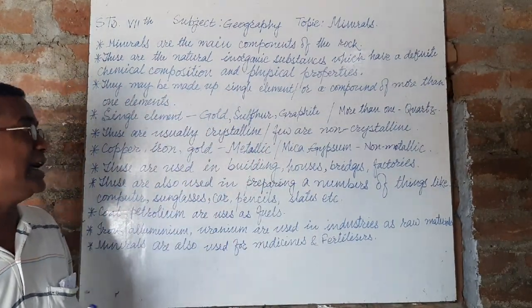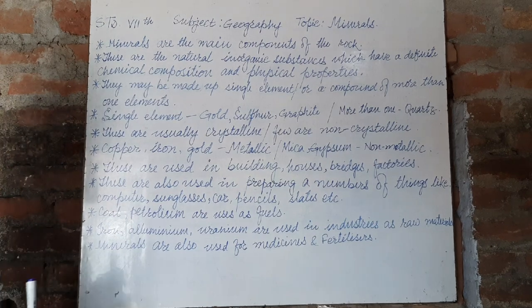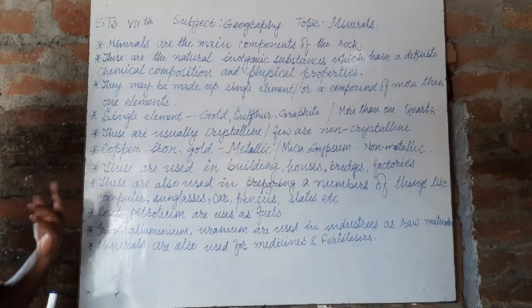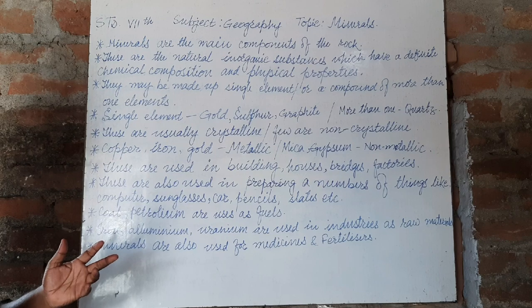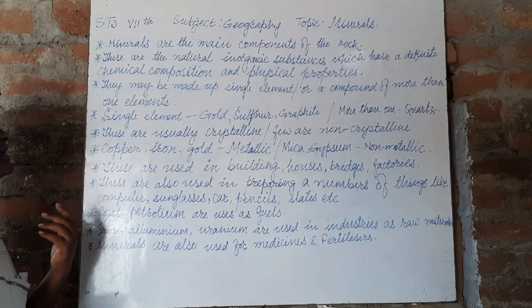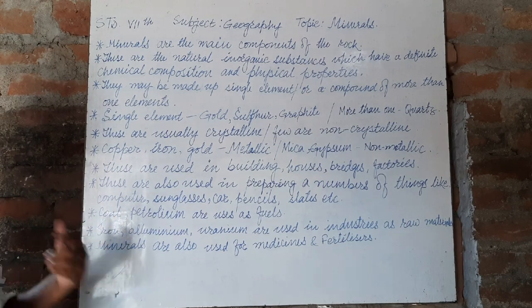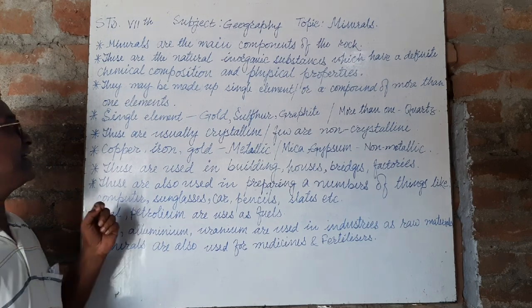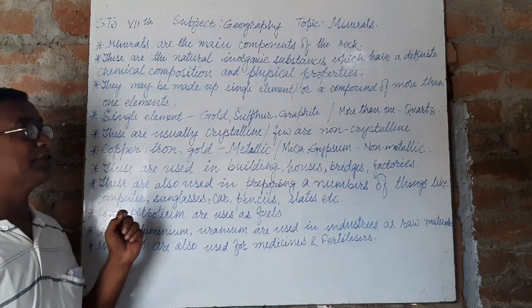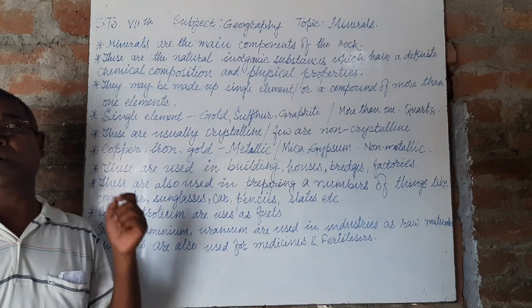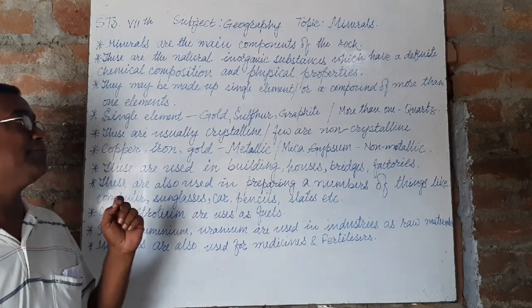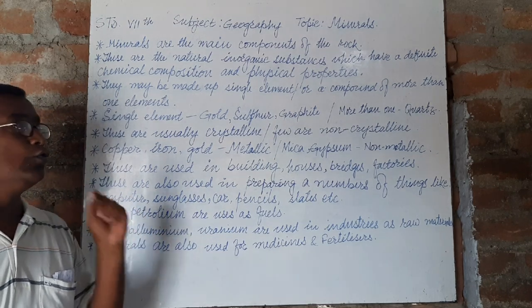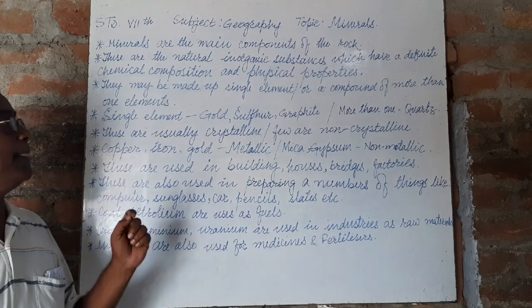Quartz is also an example of minerals, while gold, sulfur and graphite are also examples of minerals. But gold, sulfur and graphite are single element minerals, while quartz is a compound of more than one element.